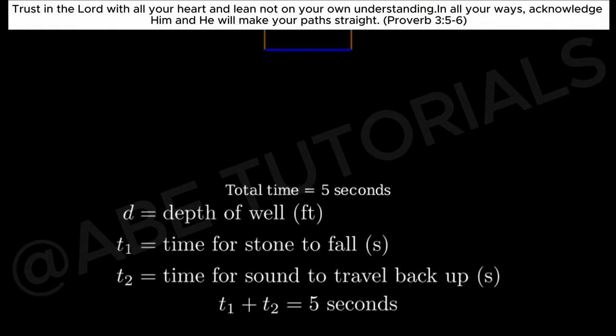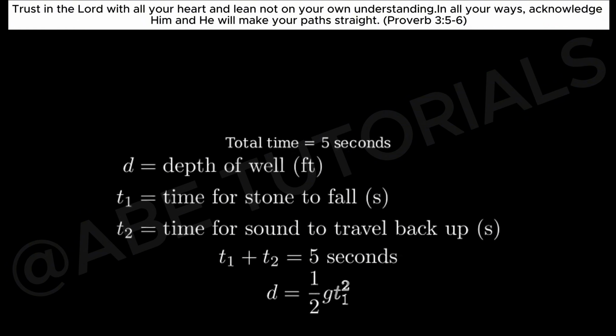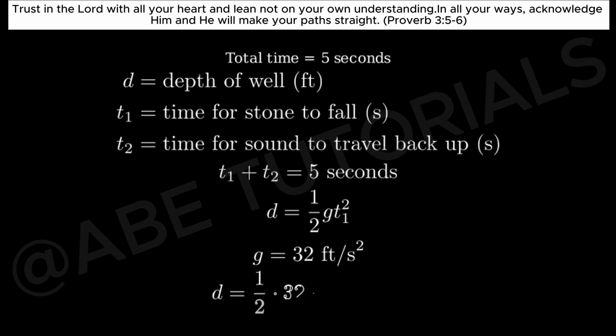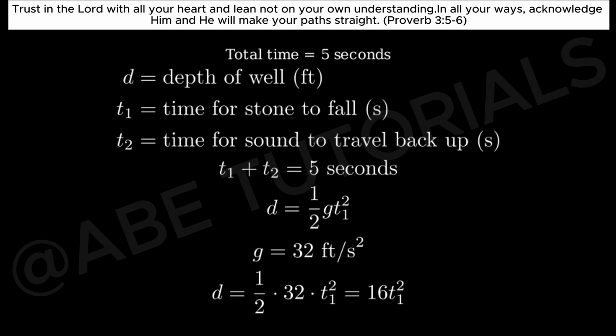Now, let's think about the physics involved. For the stone, we know it's falling under gravity. The acceleration due to gravity is approximately 32 feet per second squared. Using the equation for free fall, the depth traveled is equal to 1/2 times gravity times time squared. So d equals 1/2 times 32 times t1 squared, which simplifies to 16 times t1 squared.